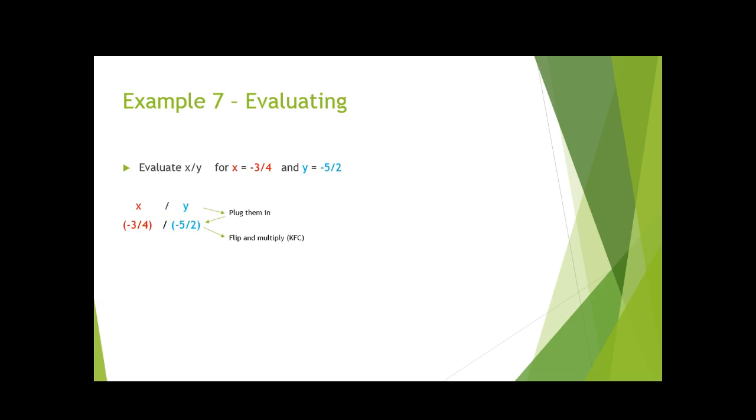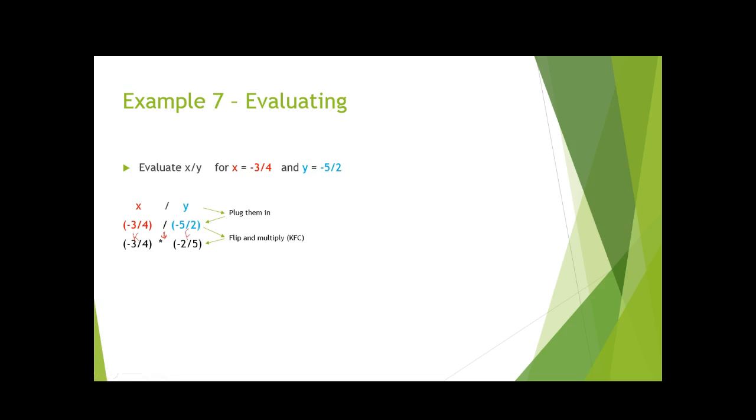After you set that up, flip and multiply. So instead of negative 3/4 divided by negative 5/2, it's now negative 3/4 times negative 2/5. Flip and multiply means you flip, and then multiply. KFC represents keep it, flip it, change it. Keep the first one, flip the second one, and change the sign. Either way, you're going to get negative 3/4 times negative 2/5. Then what you're going to do is multiply across and simplify.